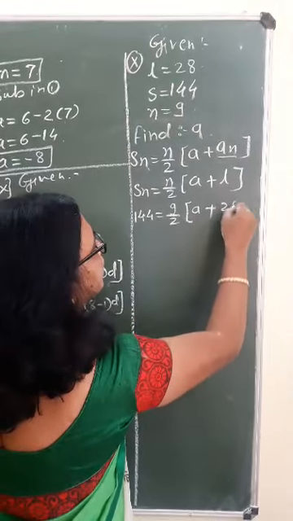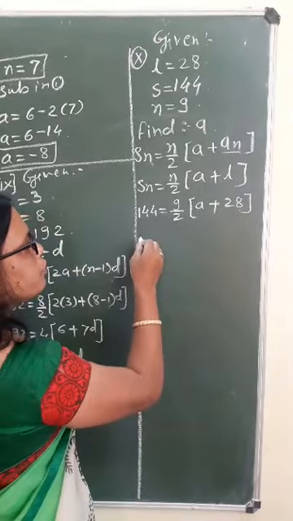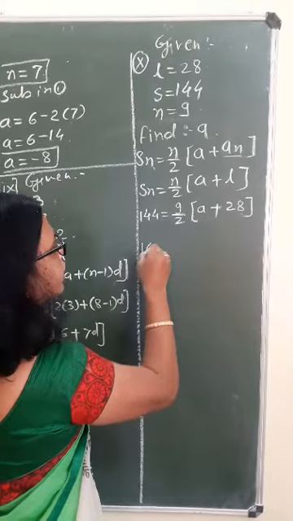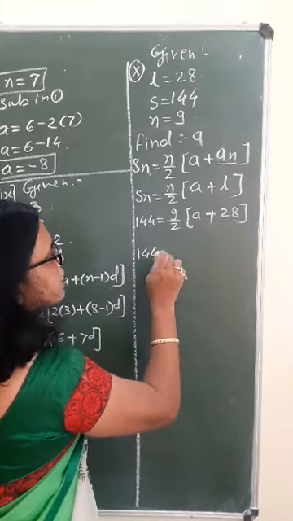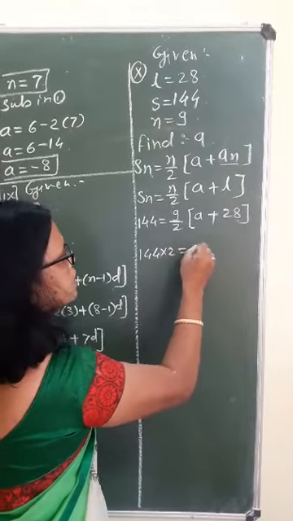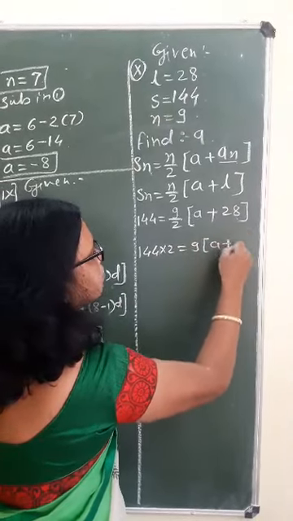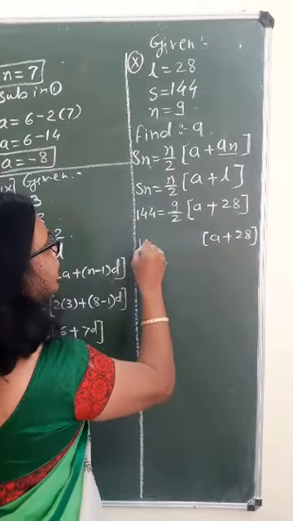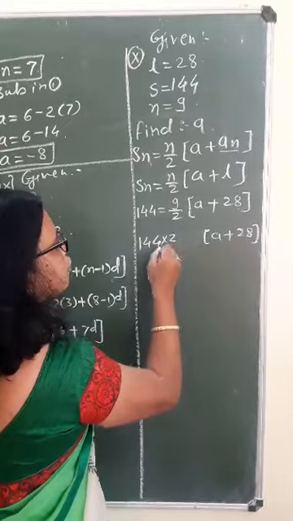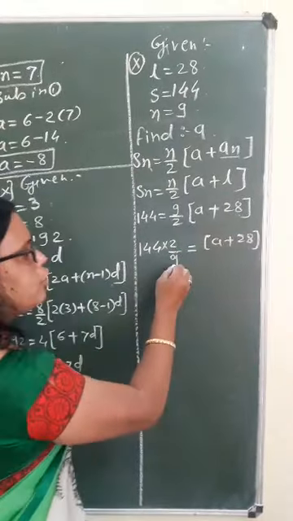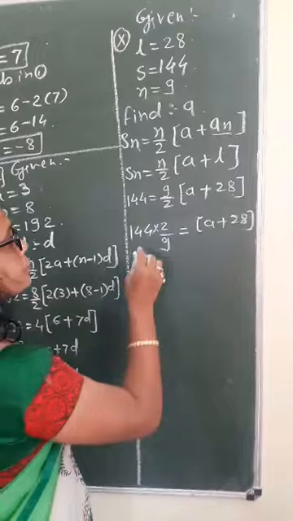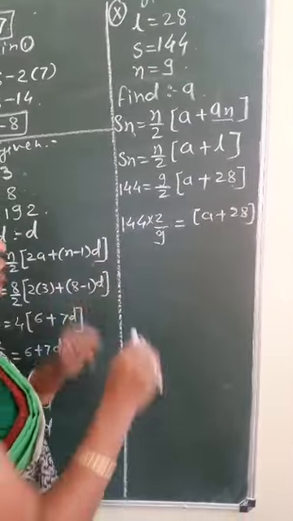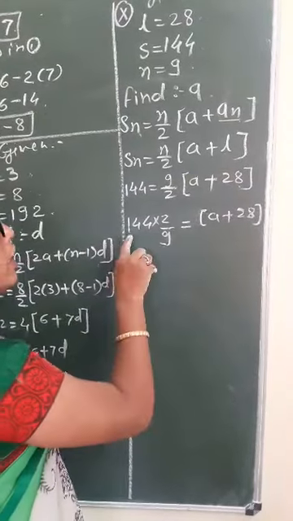That is 28. Okay, so what we are going to do here, we will shift the 2 here. What we will get here? 144 times 2, this is in multiplication, which is equal to 9 in the bracket a plus 28. Or directly also we can do in this way: 144 multiplied by 2 by 9. In this way also we can do, right? Everyone knows this? Whether it is divisible by 9: 9 ones are 9. Yes, 144 is divisible by 9.